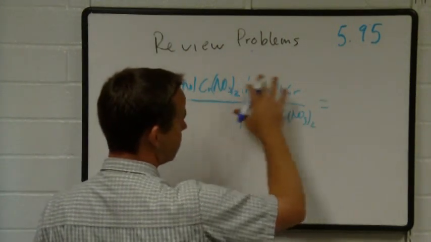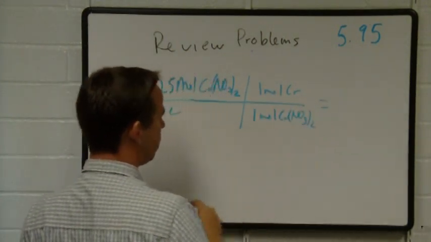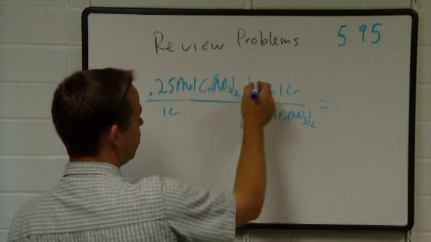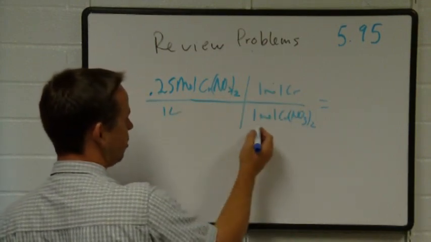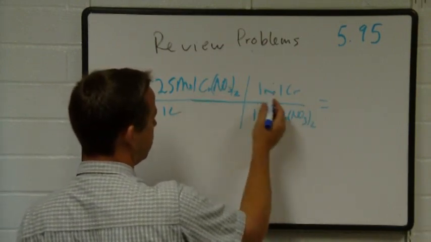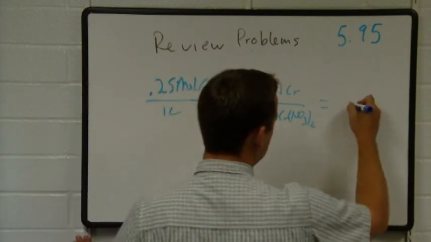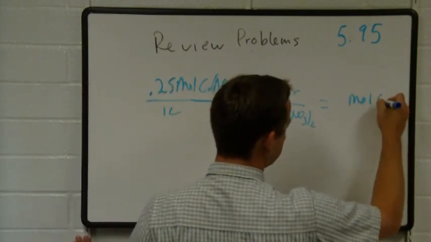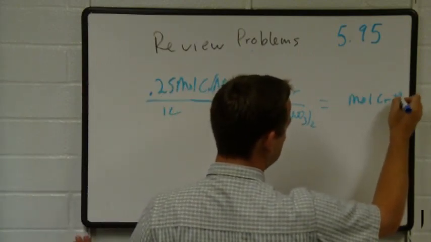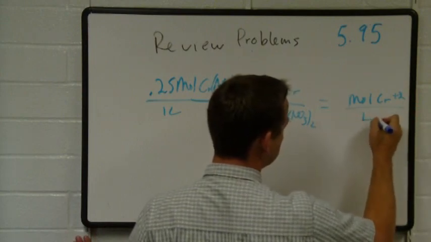And this answer here will be molarity of chromium, right? Because it would be moles of chromium per liter of solution. Moles of chromium nitrate crossed out, and we're in moles of chromium per liter of solution. And that's what we wanted to know, moles of chromium ion per liter of solution.